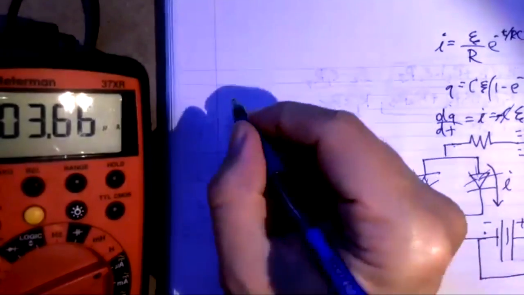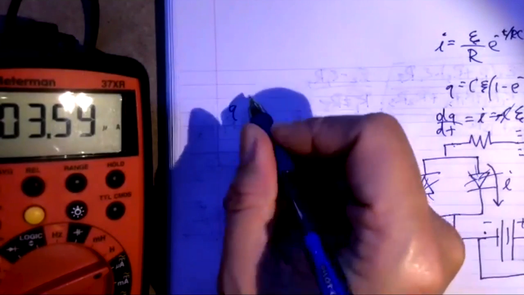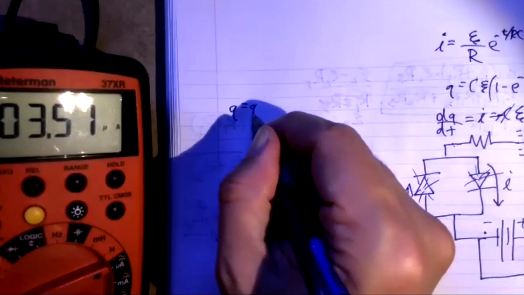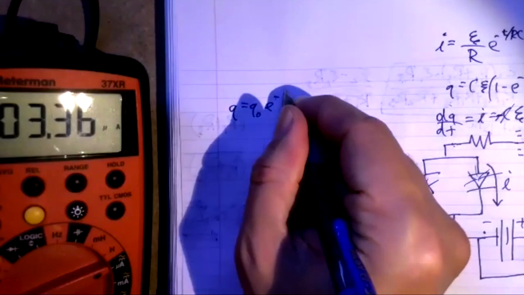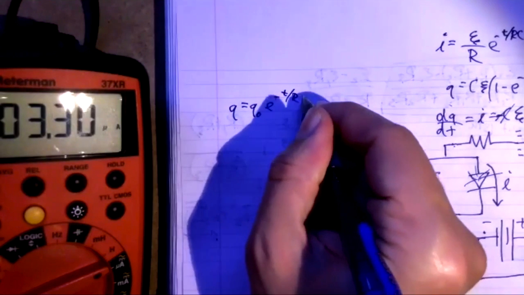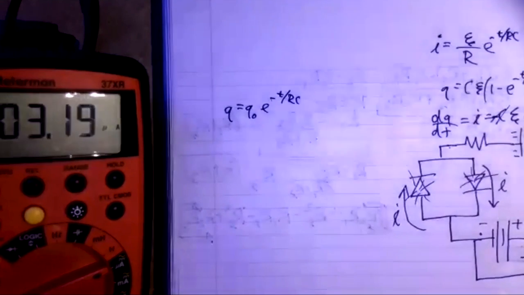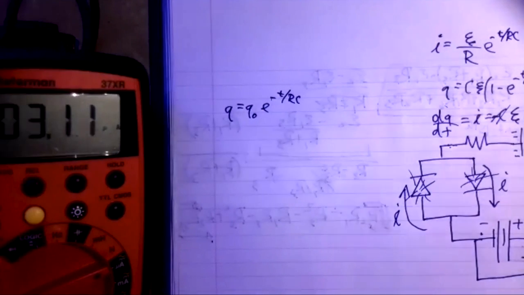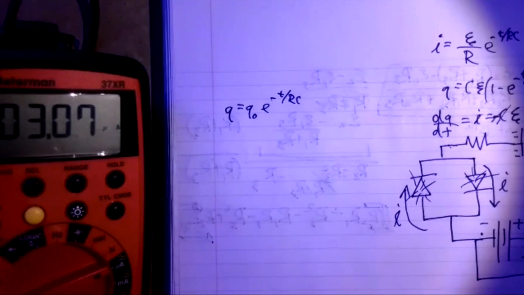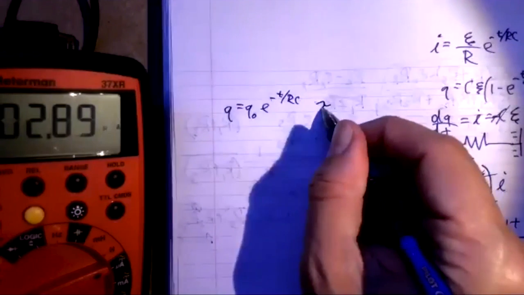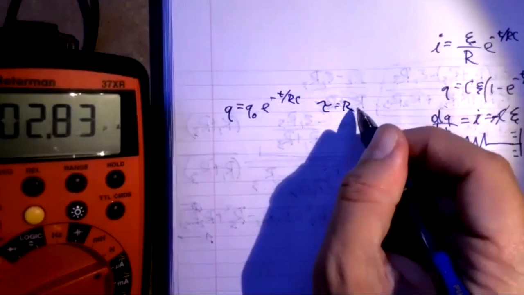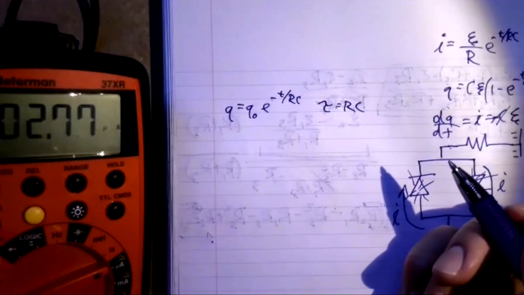When I discharge it, the charge on my capacitor as it's being discharged will equal Q equals Q0 times e to the minus t over RC. And this quantity RC is a very, very special quantity. It's called the RC time constant. And usually we write that as tau. So we'll say tau equals R times C.